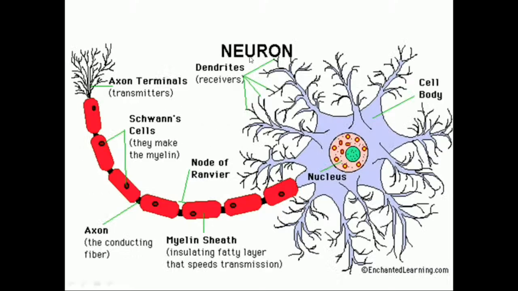Now you can see this is a proper structure of a neuron. You can see this is the cell body, this is the nucleus, this is the axon, and there is myelin which covers the axon.